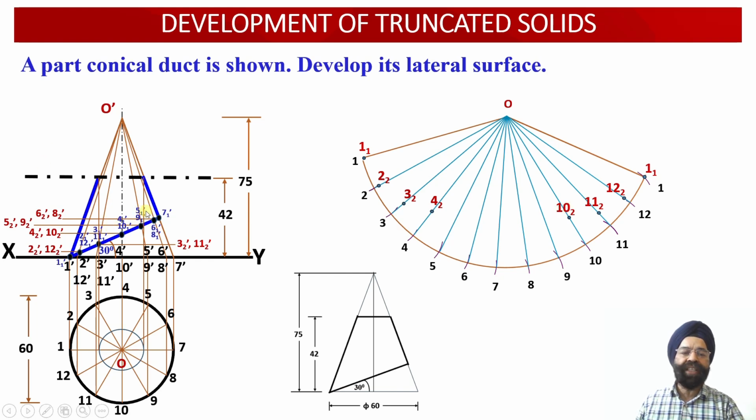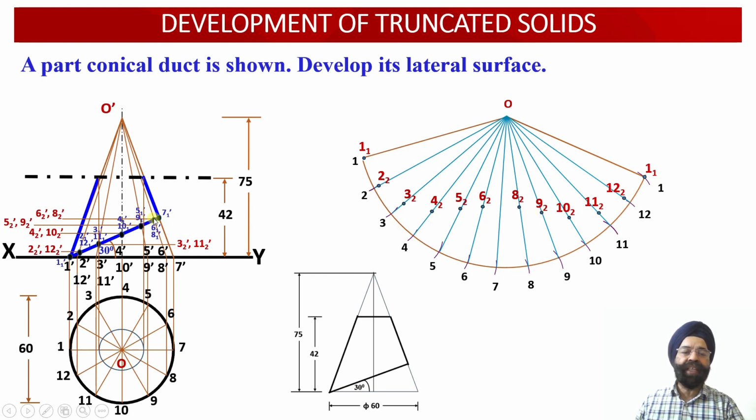So the next 2 points happen to be 5 1 dash and 9 1 dash. So now once again, corresponding to these 2 points, the true length of the radii we have been able to evaluate over here in the form of the distances O dash 5 2 dash, O dash 9 2 dash. So once we measure this distance O dash 5 2 dash and O dash 9 2 dash and mark these distances onto the true length of the slant generators O5 and O9, we will be able to obtain the points 5 2 and 9 2 into the developed surface area.